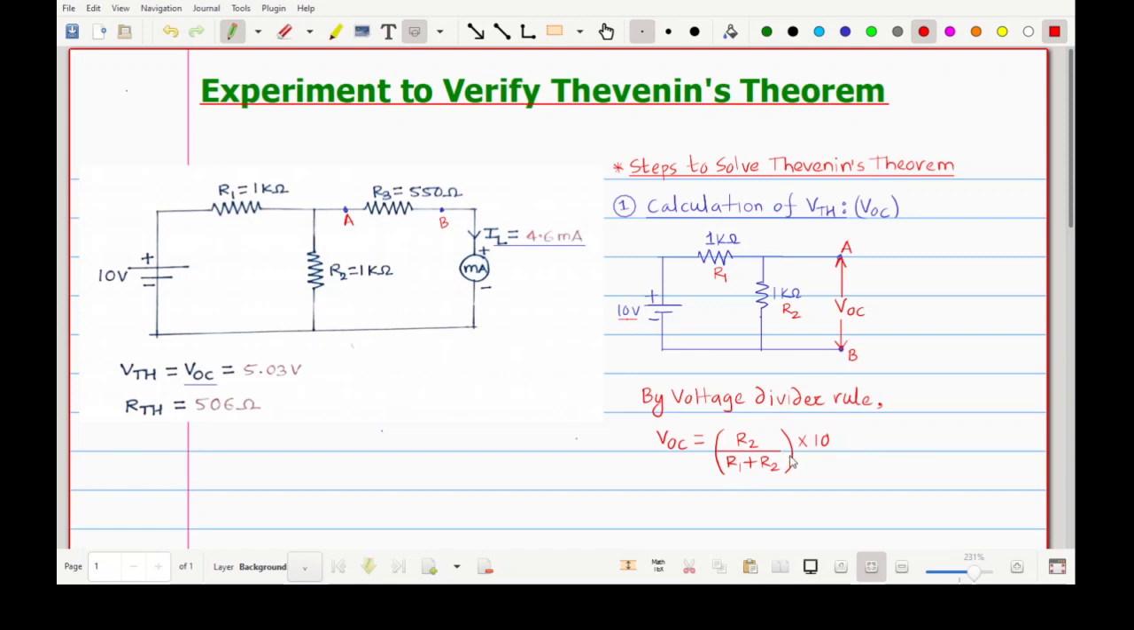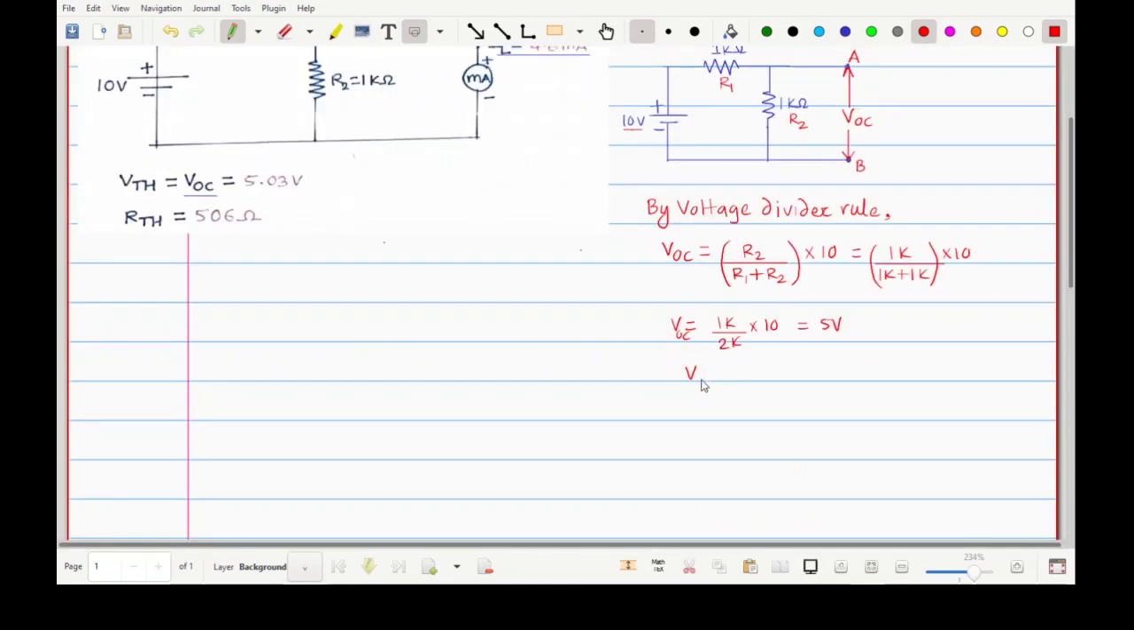Now put these values. So when we put the values and solve this, what we are getting? 1 kilo ohm upon 2 kilo ohm multiplied by 10 volt. So if you solve this, finally what you will get? This is your VOC. So finally what you will get? 5 volt. Okay. So friends, therefore VOC is nothing but what? Your Thevenin's voltage. Okay. So your Thevenin's voltage comes out to be how much? 5 volt. Okay. And if you look at this voltage, what you will find out?